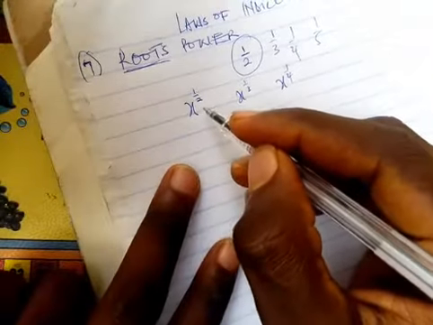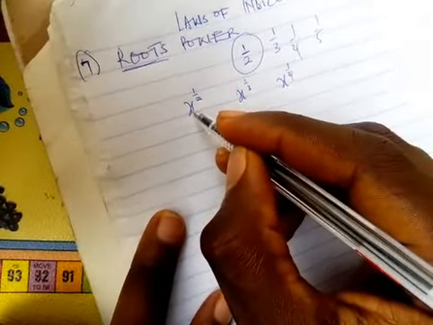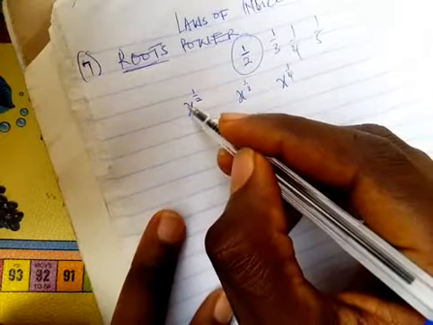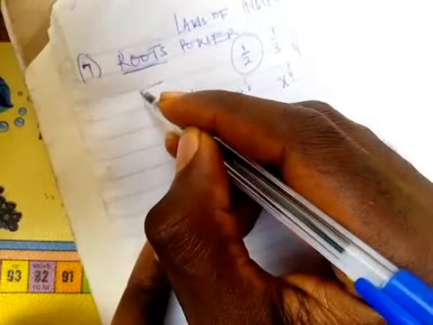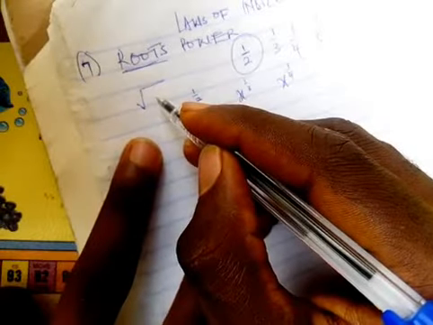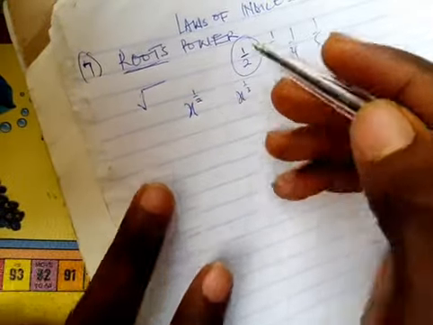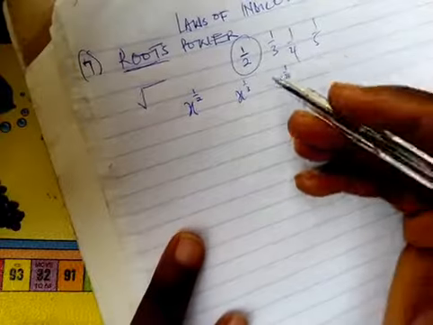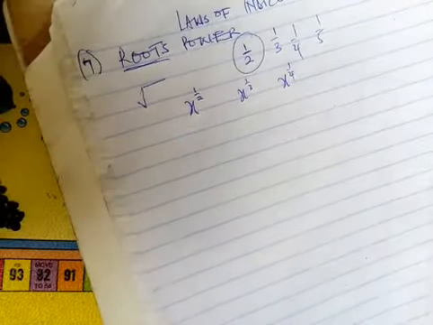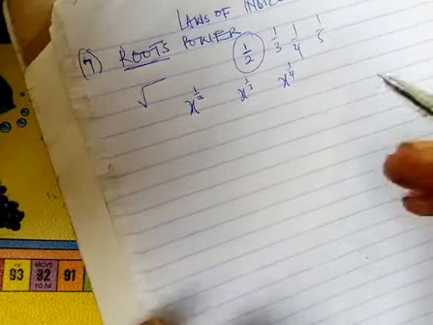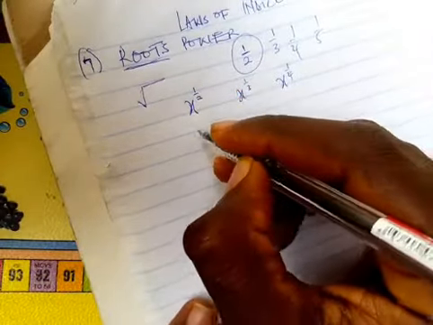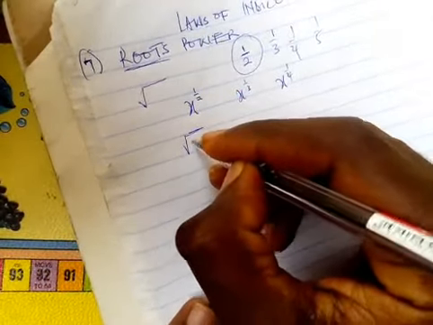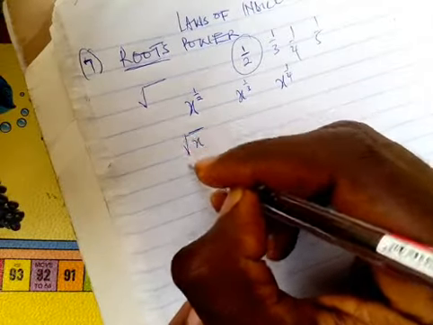Now, how do you express this? Since it's actually called roots, we know the sign for a root. So this is a root sign. It can be square root, cube root, the fourth root, the fifth root, sixth root, tenth root, and so on. So you express x raised to power 1 over 2 as the square root of x. This is called the square root of x.